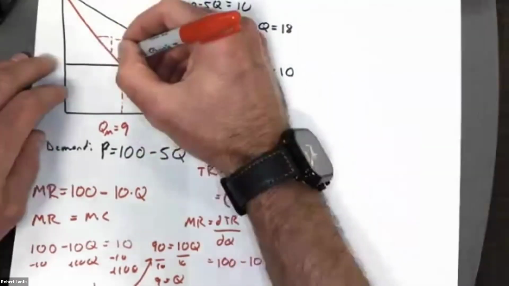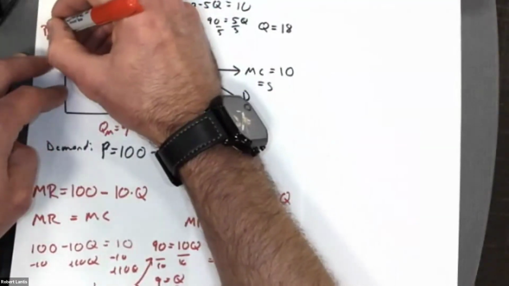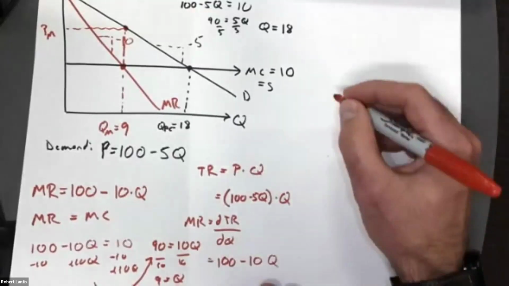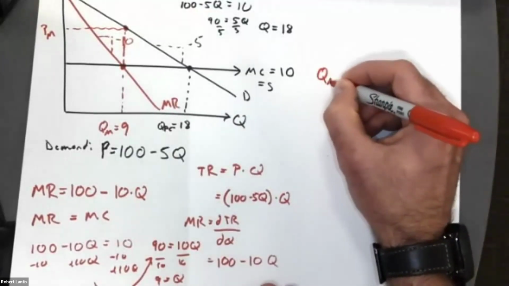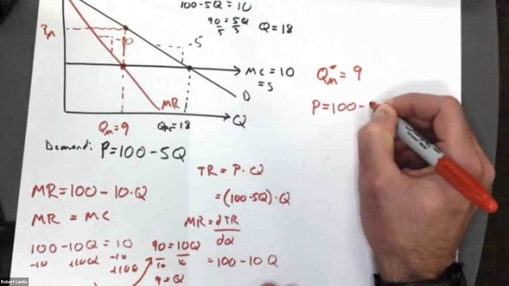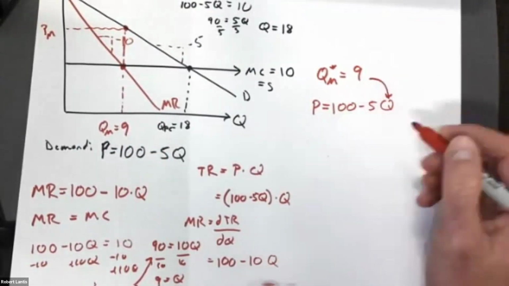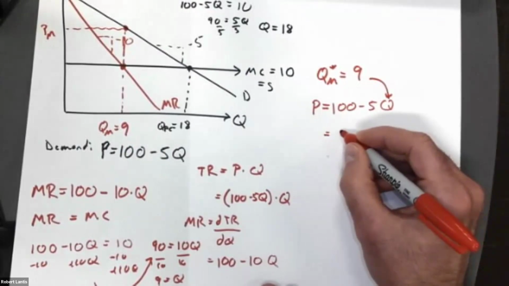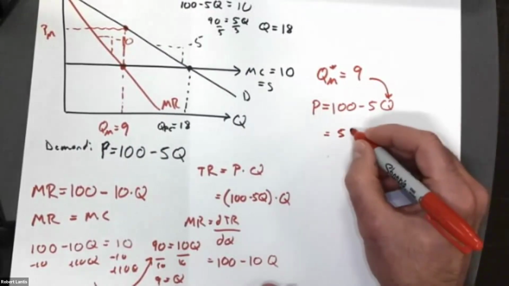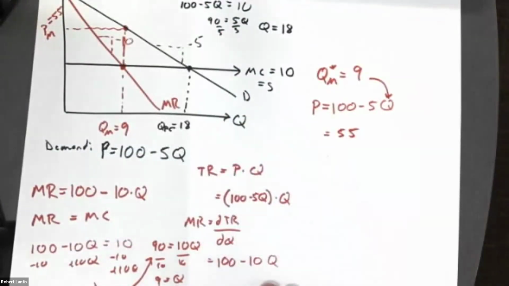So once I find the monopolist quantity, how do I figure out where the monopolist price is? I go up to the demand curve. So what does that look like with equations? Well, once I know that the profit maximizing quantity for the monopolist is 9, I'm going to use that demand curve to figure out what the corresponding price would be. So I'm just going to plug in that quantity of 9. Here I would get what? 100 minus 45, so the price should be 55 that the monopolist sets. Okay.